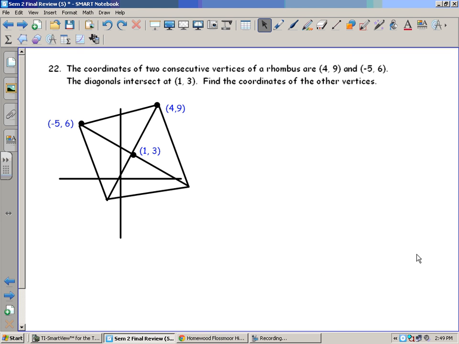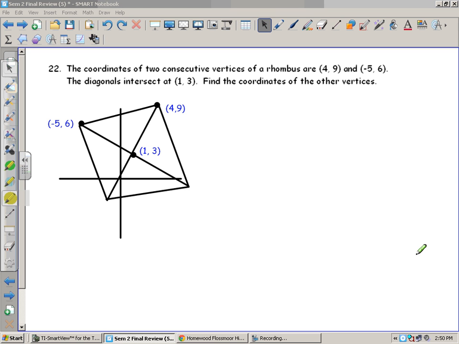Okay, this is problem 22 for help with the honors geometry packet. This problem says that the coordinates of two consecutive vertices of a rhombus are (-5, 6) and (4, 9). And the diagonals intersect at (1, 3). Well, the coordinates of the other vertices just play off the fact that (1, 3) is the midpoint of (-5, 6) and some other point.